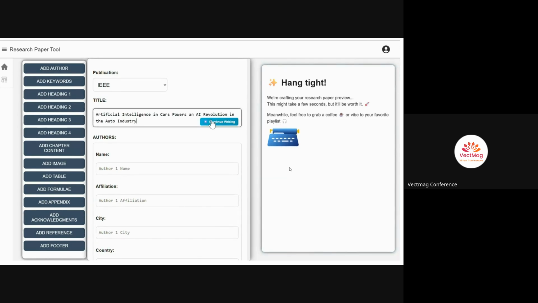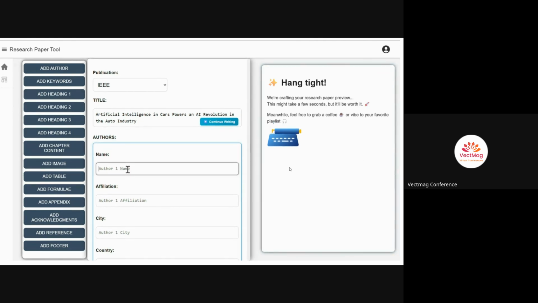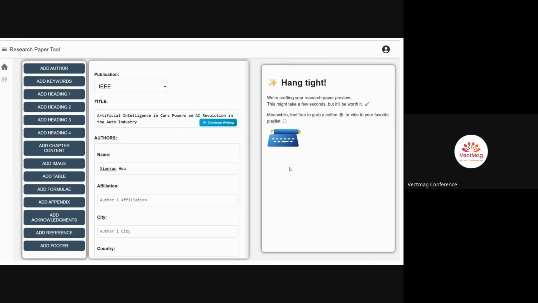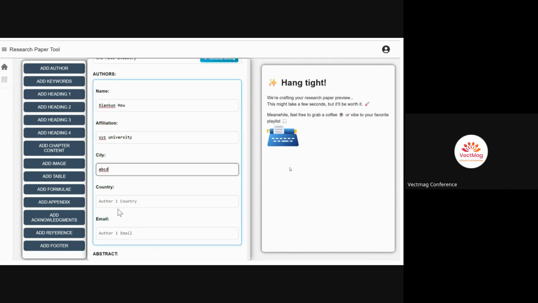Once you've selected your publication, you can begin filling in the required fields below. Start with the title of your document. This should be clear, concise, and reflect the main topic of your work. Next, enter the author's full name. If there are multiple authors, you can easily add more fields. After that, provide the affiliation, the name of the institution, university, or organization the author is associated with. Then comes the city and country, where the affiliated institution is located. And finally, input the email address of the main or corresponding author, so they can be contacted by publishers or reviewers if needed.